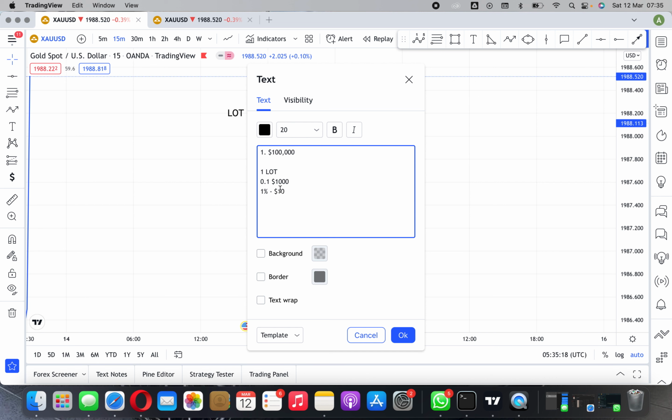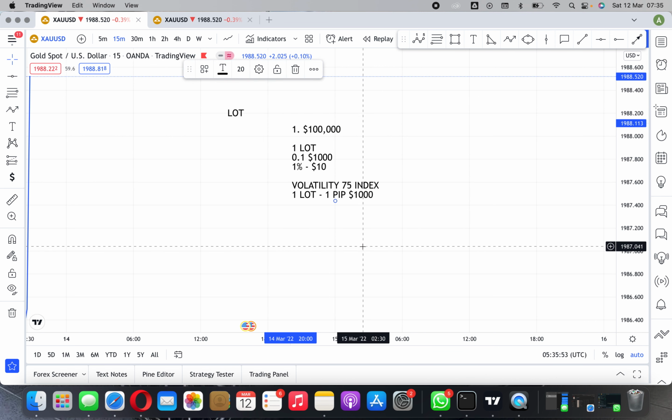So if you are risking that, it's actually cool. Instead of risking like one lot, imagine you're trading Volatility 75 Index and you're using one lot there. If you take one lot, one pip is equivalent to $1,000. Imagine you run into that kind of loss. So it's actually just good to use a proper lot size in the market and grow steadily.